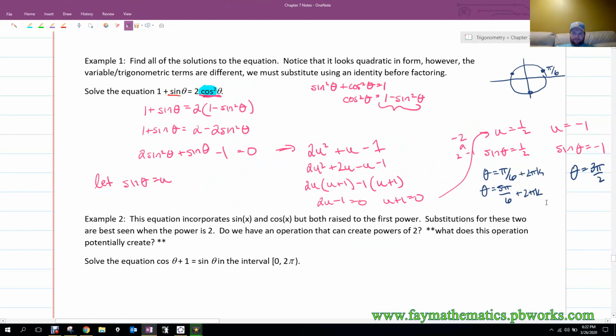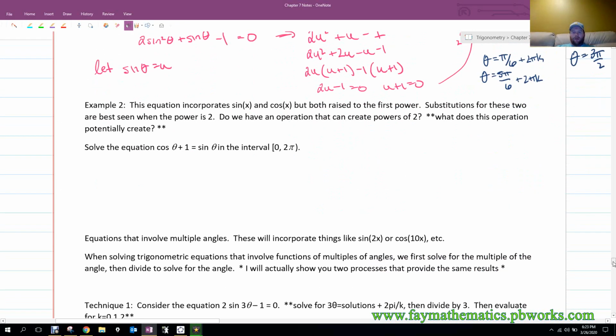Let's go down to this next one. So here's an example where I finally put in the restriction on where I want your solutions to show up. So it says between 0 and 2 pi. Just to give you a little introduction to the question, it says this equation incorporates sine x and cosine x, but both are raised to the first power.